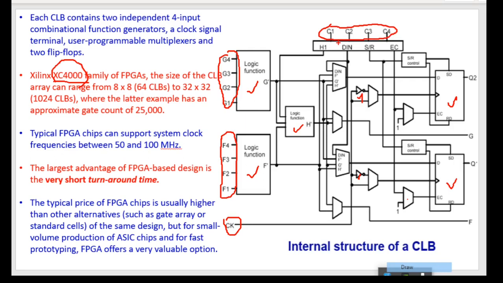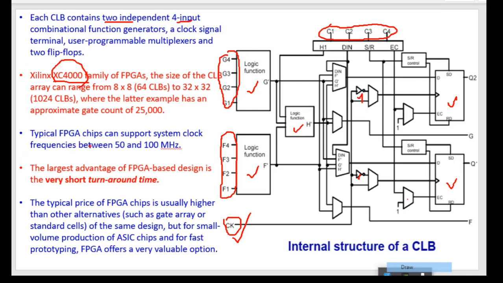So one particular CLB contains this much amount of hardware. Each CLB contains two independent 4 input combinational function generators. This is the first one, this is the second one. A clock signal terminal, this is the clock signal terminal. User programmable multiplexers, so these are the multiplexers. And two flip-flops, these are the flip-flops. So this much hardware will be present inside one CLB, and there are thousands of CLBs present in an FPGA chip.